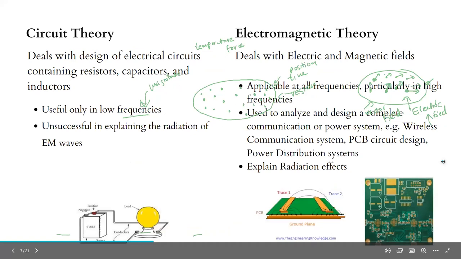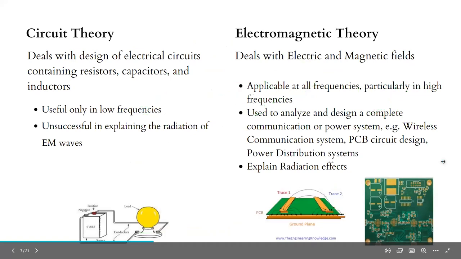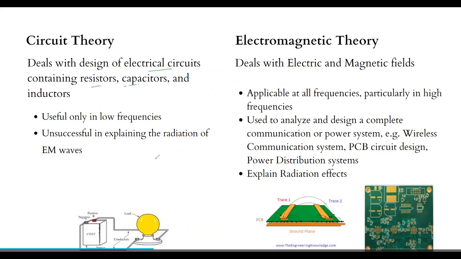So once we talk about the difference between circuit theory and electromagnetic theory, in circuit theory we will be dealing mostly with electrical circuits that contain resistors, capacitors, inductors, and so on. Right, so we are considering circuits like this, which are connected to certain loads and which have certain capacitors, inductors, and so on, right?